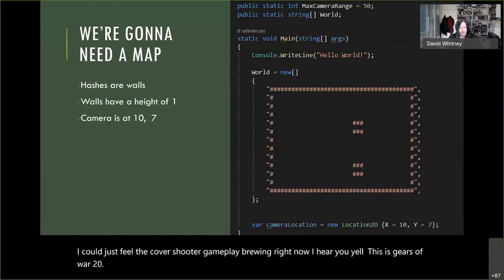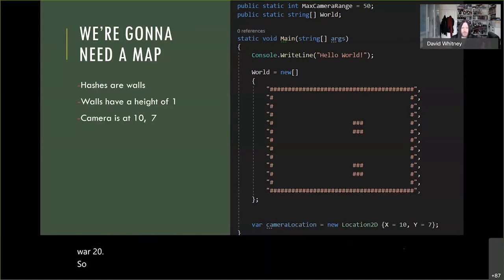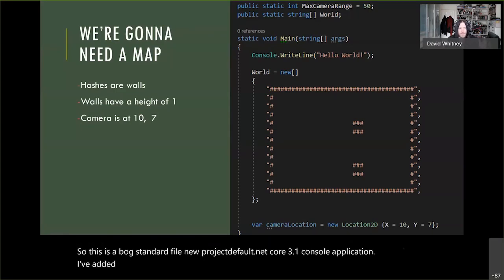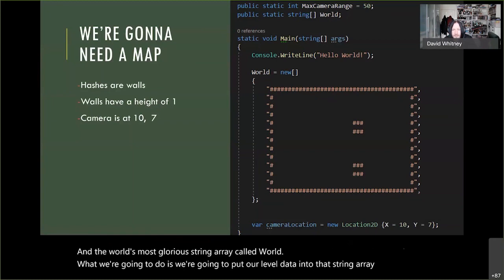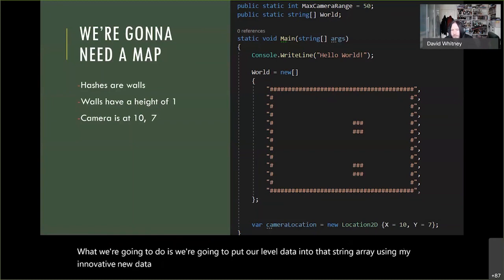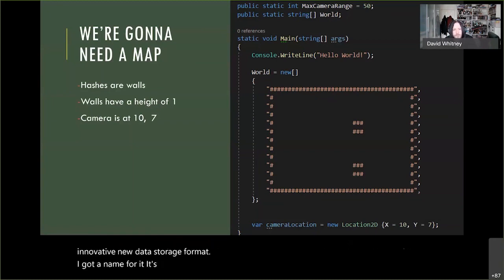So this is a bog standard File, New Project, default .NET Core 3.1 console application. I've added 2 static variables: max camera range, which I've set to 50, and the world's most glorious string array called world. What we're going to do is put our level data into that string array using my innovative new data storage format. It's called Hashes for Walls, coming 2021 to take the gaming world by storm.